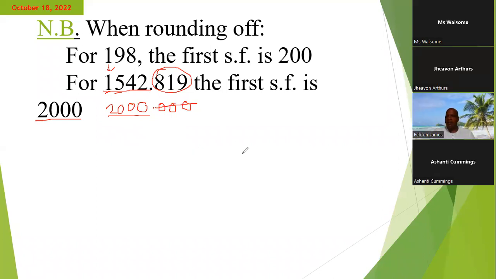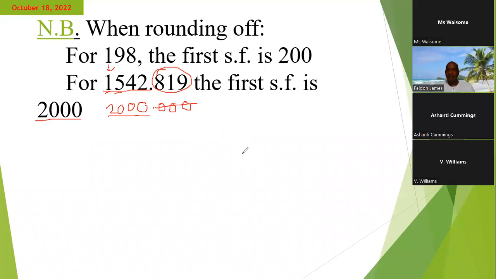Go ahead, Mr. Arthurs. Let me see what Mr. Arthurs had said. All right. All right, so never got how you drop. So you're referring to the zeros after the point, Mr. Arthurs?